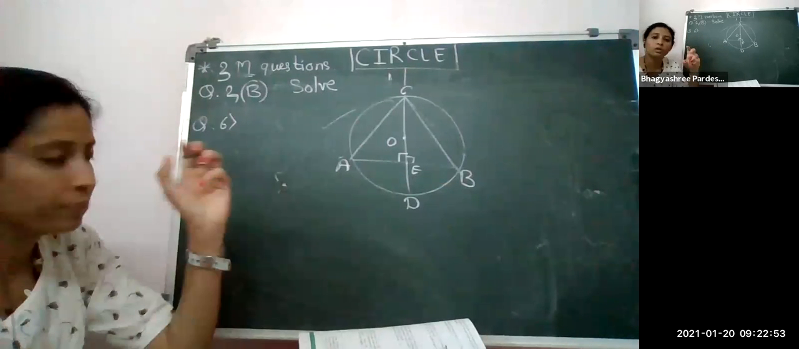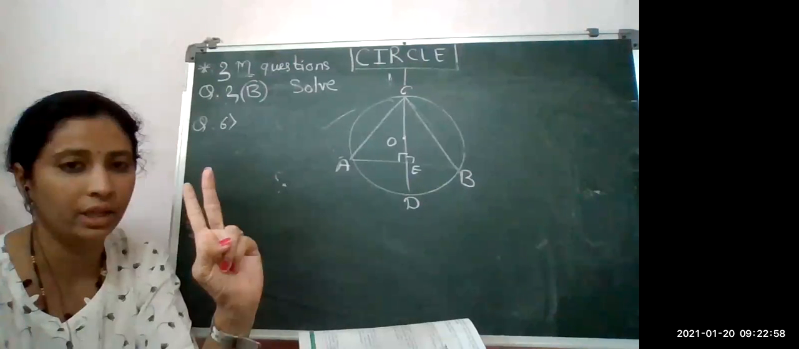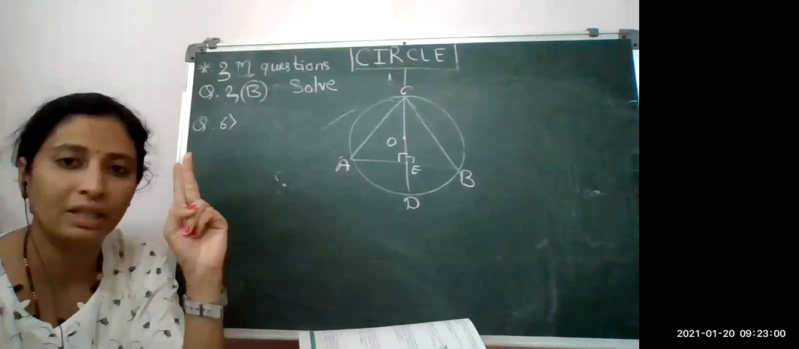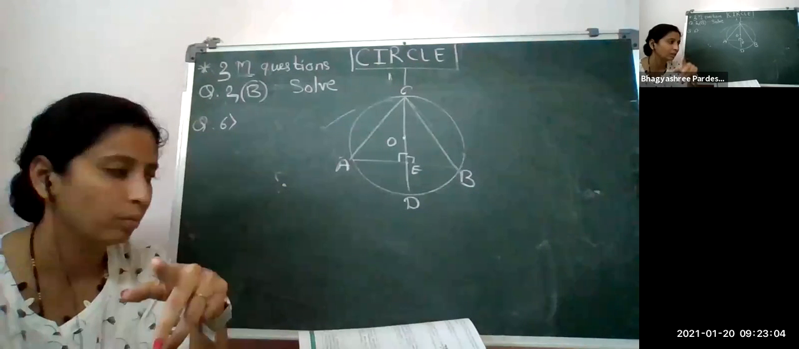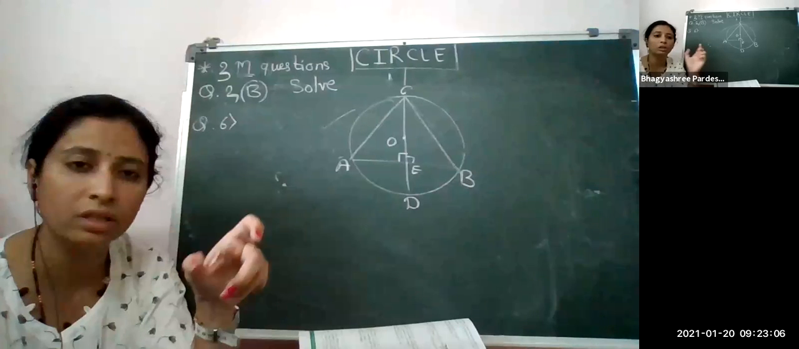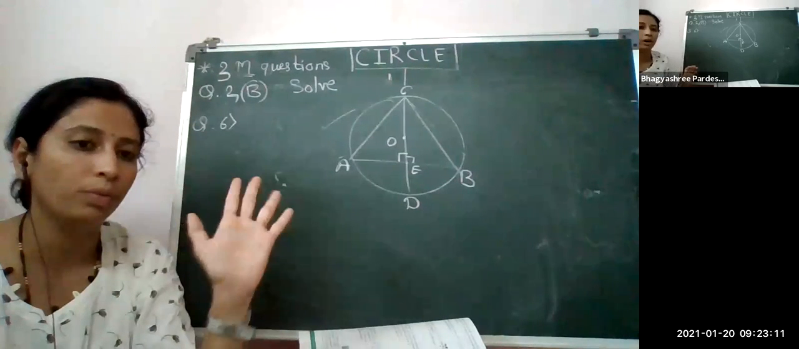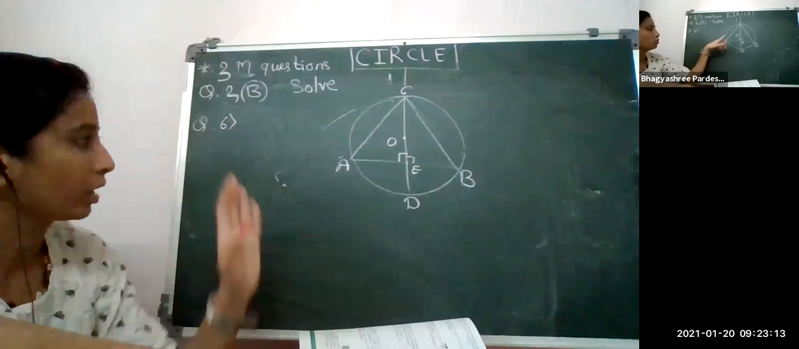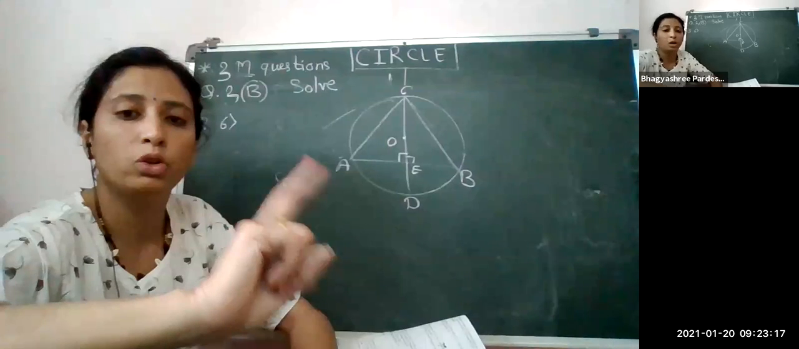Isosceles means any two sides of a triangle are equal. The next type is the equilateral: in an equilateral triangle, all three sides are equal. And one more is the scalene triangle. Scalene means all three sides are different, none of them equal. So here we have to show that this is an isosceles triangle, which means we have to show that two sides are equal.